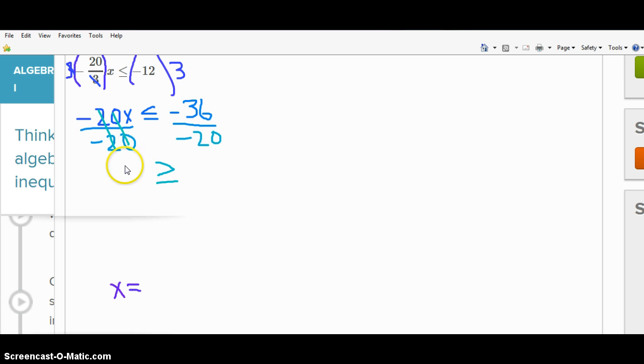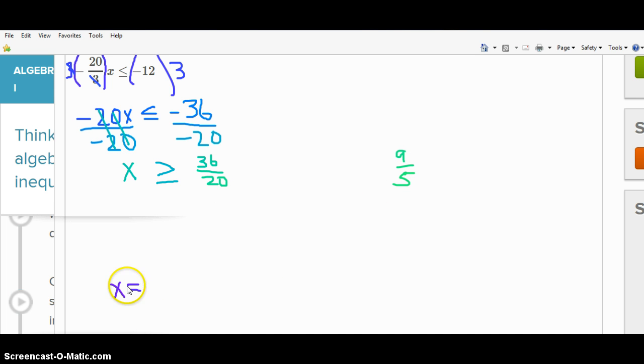These negative 20s are going to cancel. We're going to be left with x. And now it's not less than, but it's greater than or equal to. Negative divided by negative is going to be a positive: 36 over 20. We can reduce this. 4 goes into each of these. If we divide 36 by 4, we get 9. We divide 20 by 4, we get 5.